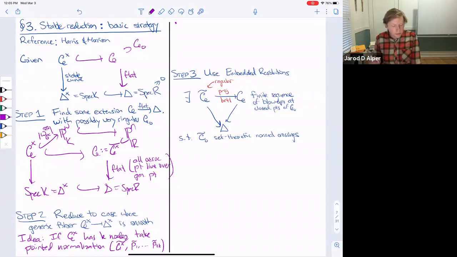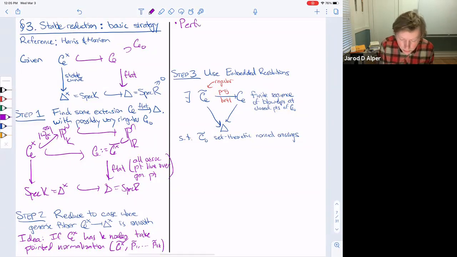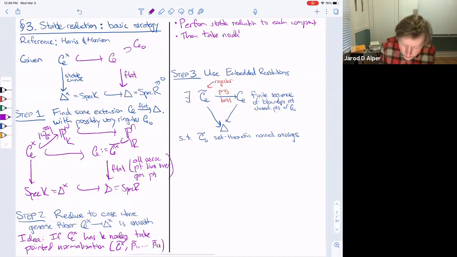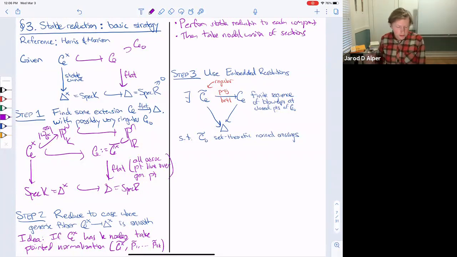And by properties of pointed normalization, we know that each connected component of this is also stable. And it lives over the fraction field of the DVR. So we can perform stable reduction to each component. And then this requires some work, which we'll actually address more systematically next lecture. We want to glue the sections back together. We take the nodal union of the sections, and that gives a stable family.